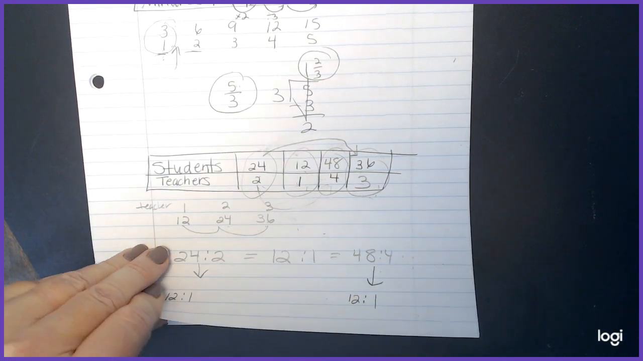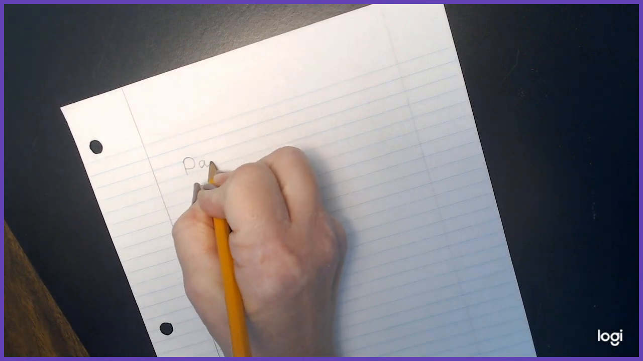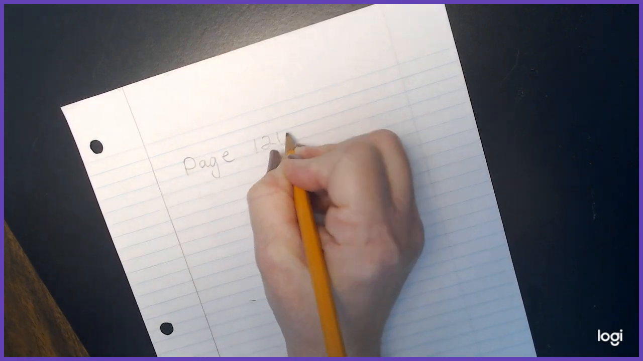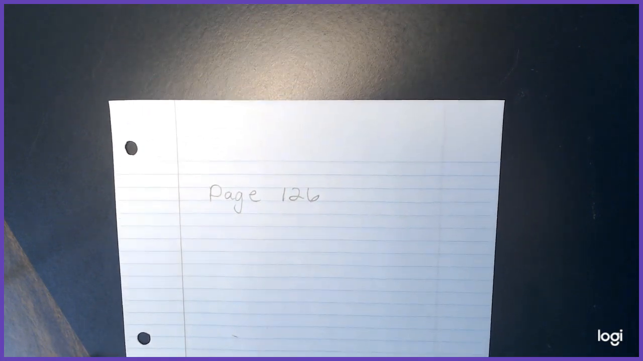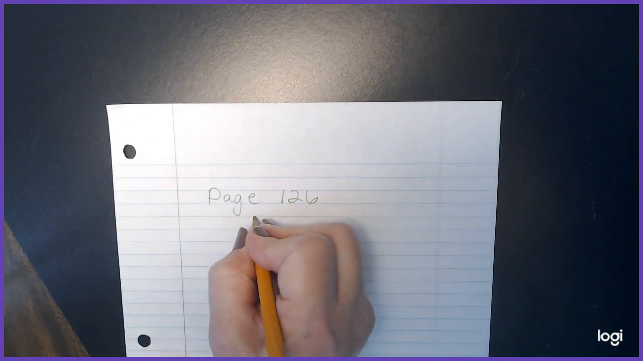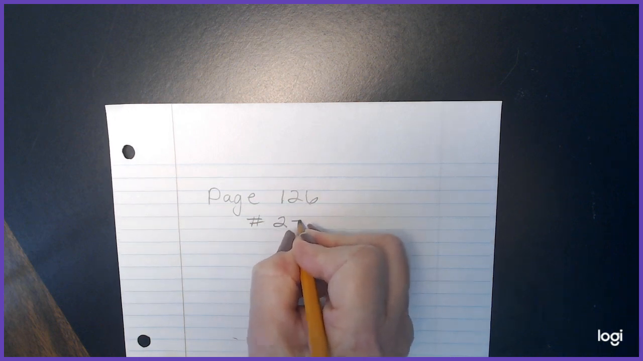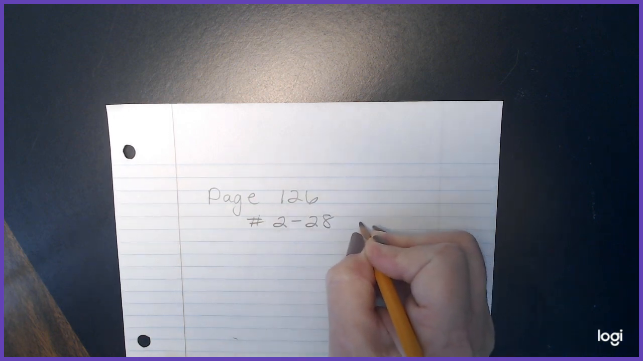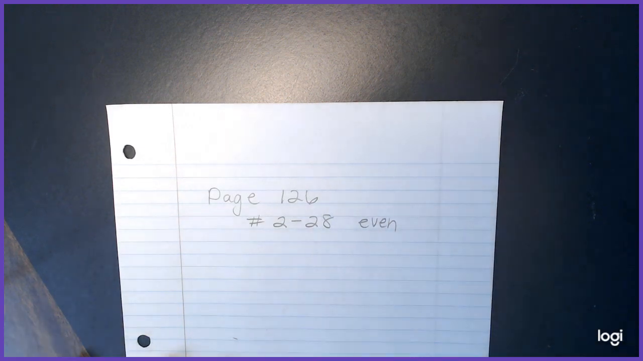All right, so your homework assignment for today is as follows. You're going to open up your textbook to page 126. Okay, page 126. We are going to do numbers 2 through 28 even. 2 through 28 even. Okay. All right. Well, there are lots of teachers in the classroom that can help you as you are working on your homework. Please feel free to ask any questions.